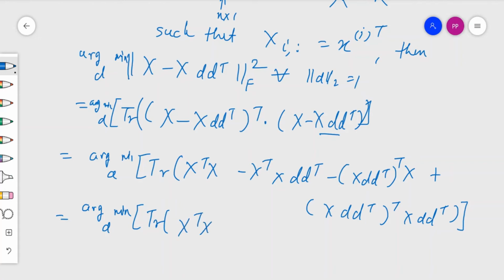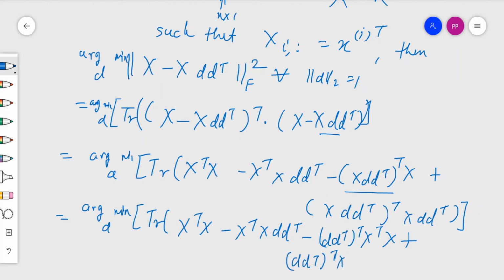So X transpose X I write as it is, minus X transpose X d d transpose I write as it is. Then come to this term, if you take the transpose over here, d d transpose can be taken together and transposed, so it will come before X transpose, then X. So do it yourself, pause the video and do it yourself to see how exactly it is coming. So this transpose X transpose, then the rest of the terms, and we should not forget any term over here.